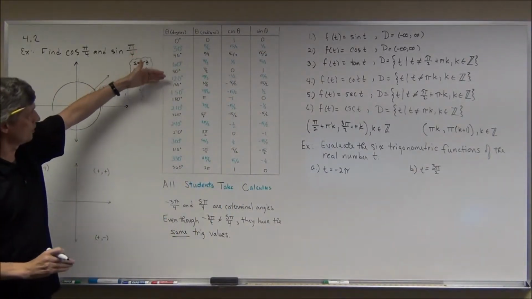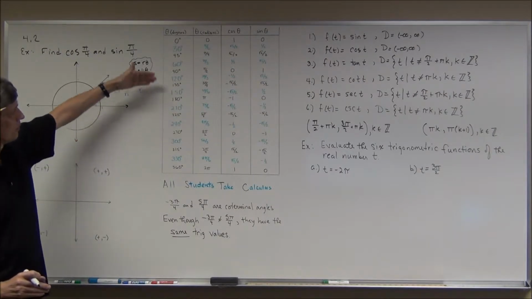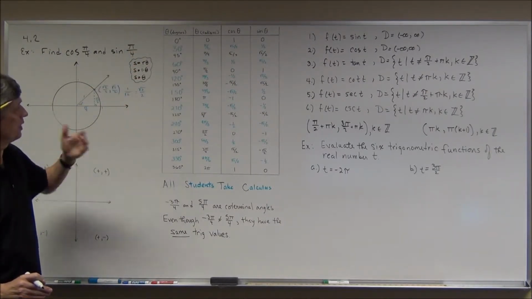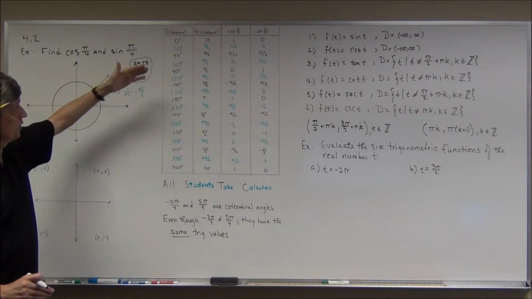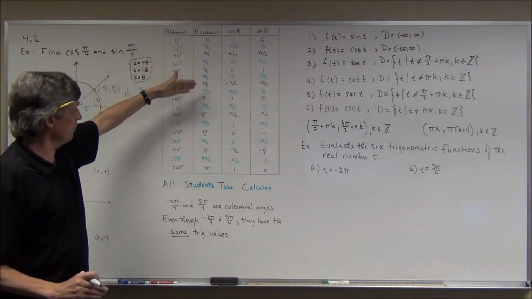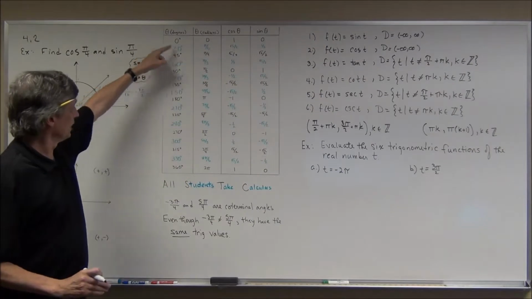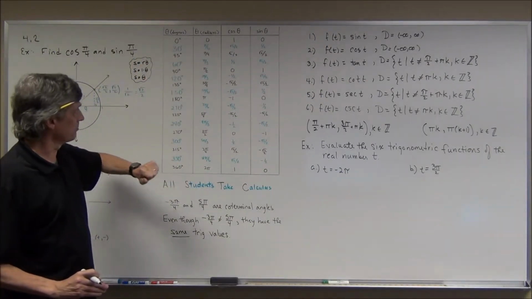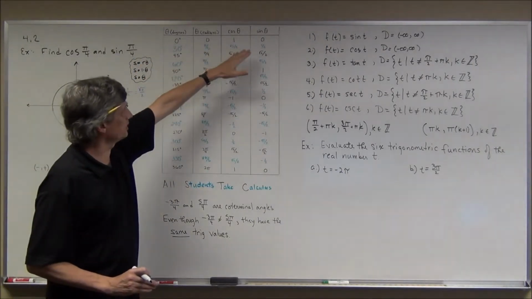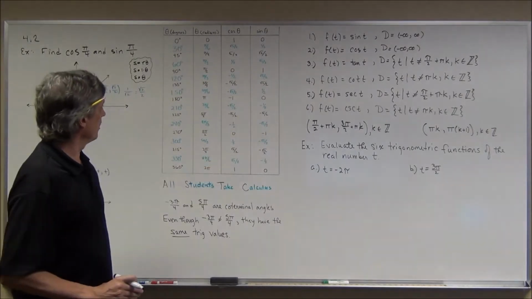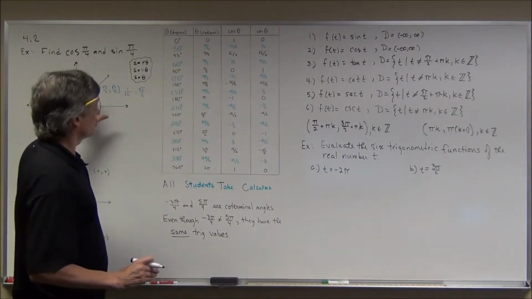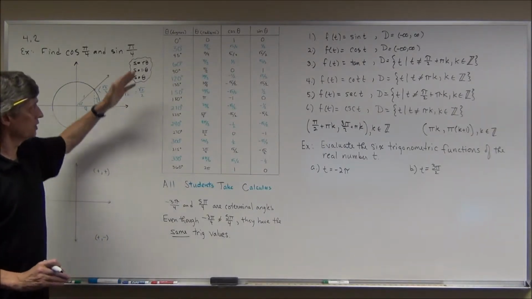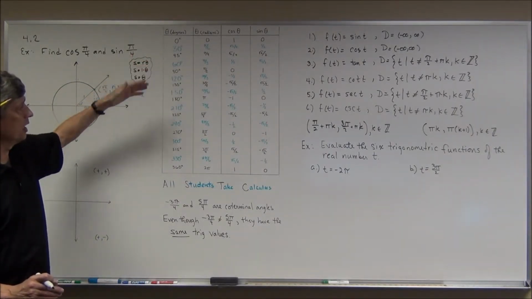These are all multiples of 30 and multiples of 45. The multiples of 30 are in the blue, the multiples of 45 are in the black. And these are the equivalent radian measure from 0 to 360 to 2 pi. And these are the sines and the cosines of those angles. Now, we can find each one of these by drawing a right triangle like I did here, because these are all going to be special right triangles.